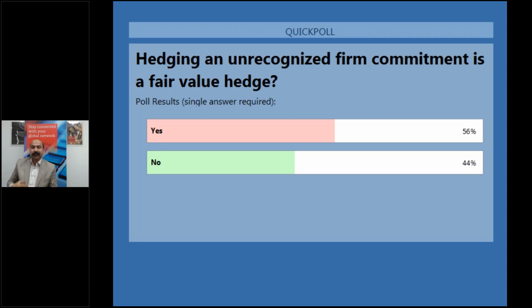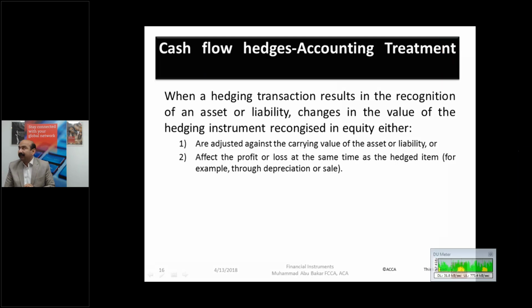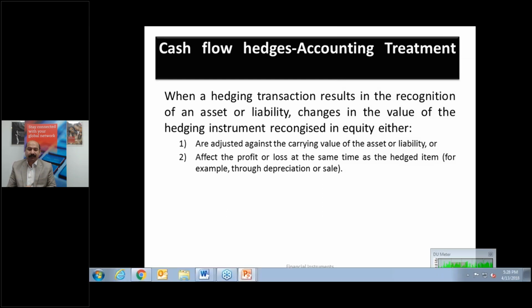56% are correct. This was a very straightforward question, and it is clearly mentioned on the slide: an unrecognized firm commitment is a fair value hedge, isn't it? Okay, the answer yes is correct. Then another pop-up, and then we will be having a short break. During that short break, please go through your material of today, yesterday, day before, and if you have any question which needs to be explained, please feel free to ask.